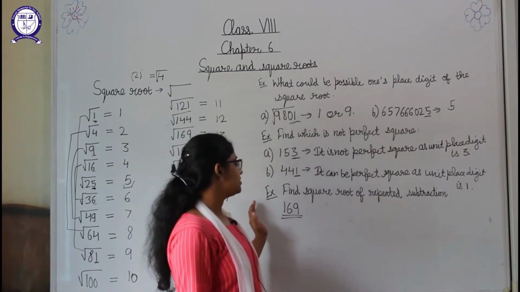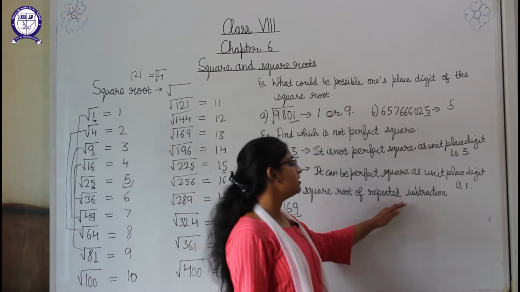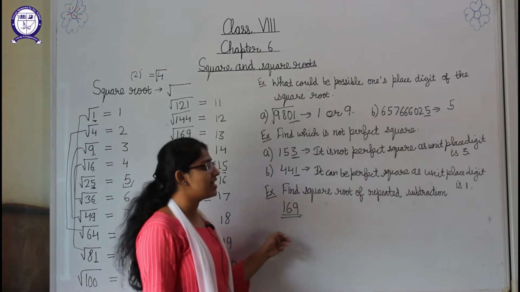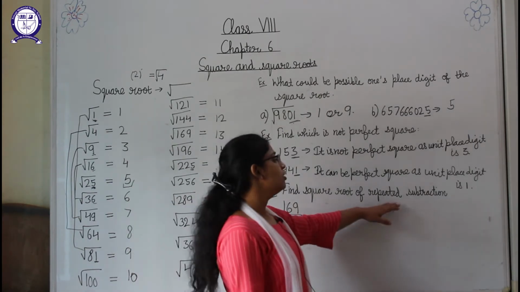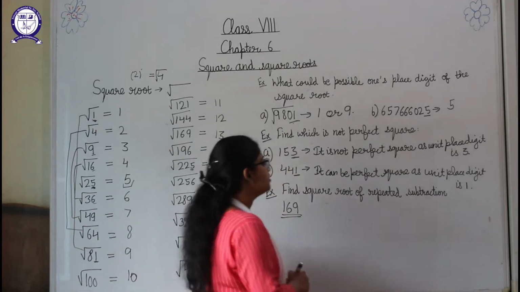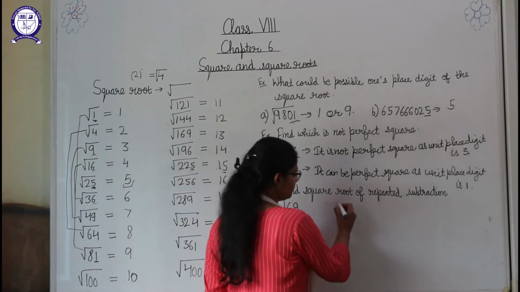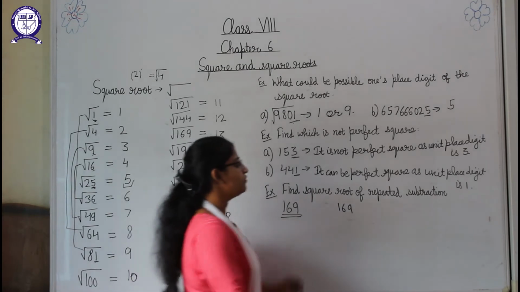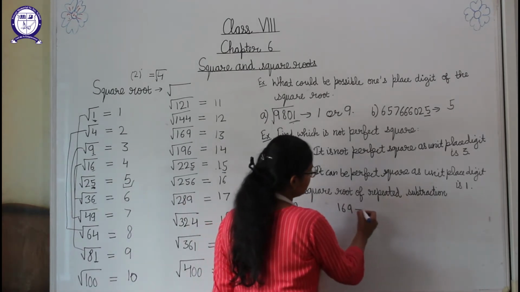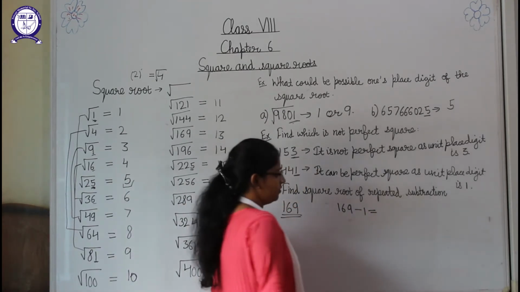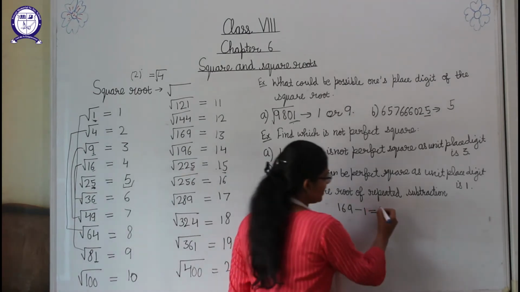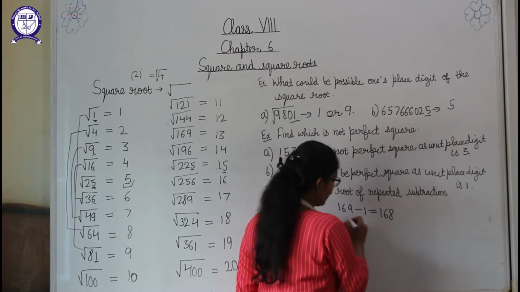Students, our third question is to find the square root by repeated subtraction. We have to find the square root of 169, and what method do we have to follow? Repeated subtraction. So what we need to do, 169 is given to us. First of all we will subtract 1 from it. 1 is the first of the odd numbers. Now 169 minus 1 is 168.